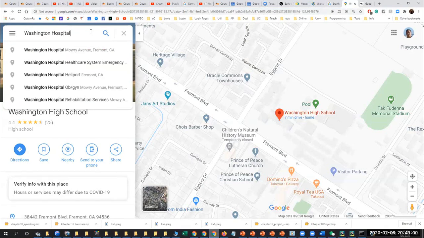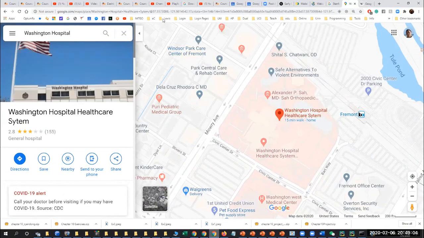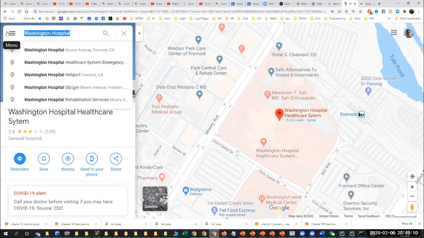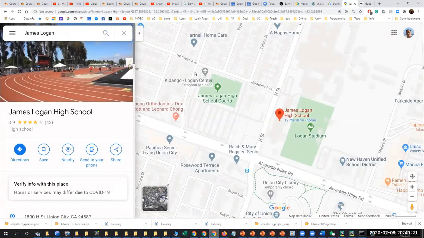Washington Hospital and Washington High School, probably half a mile away. That's too short, easy to make errors. So let's try James Logan High School, okay? A little bit of distance there. So we have this one, so catch this number over here. Okay, this is the James Logan number.